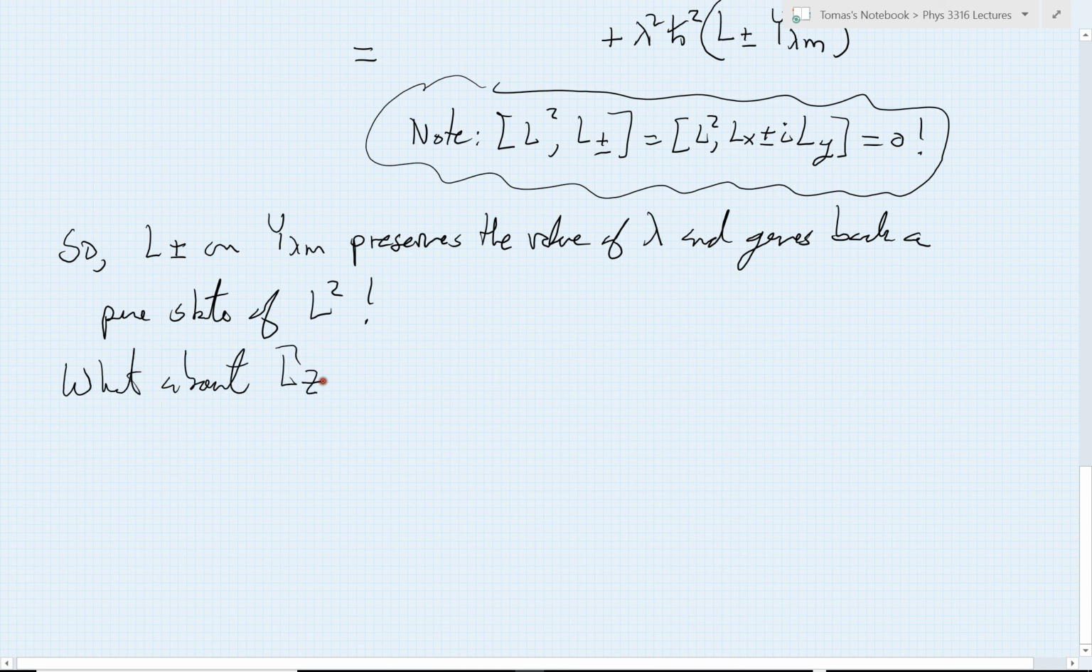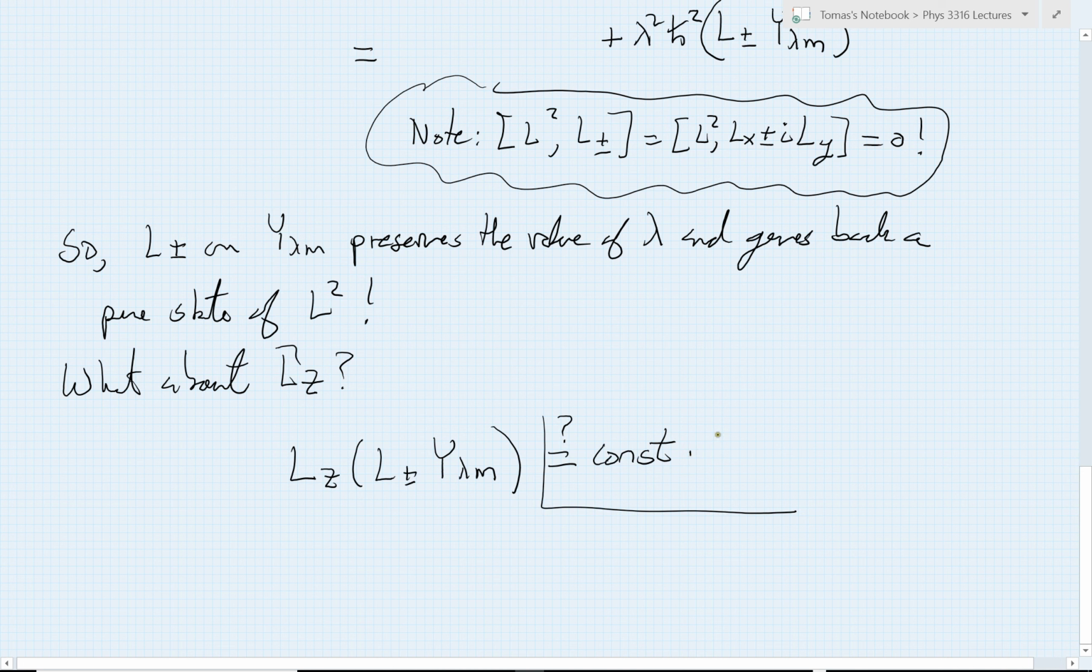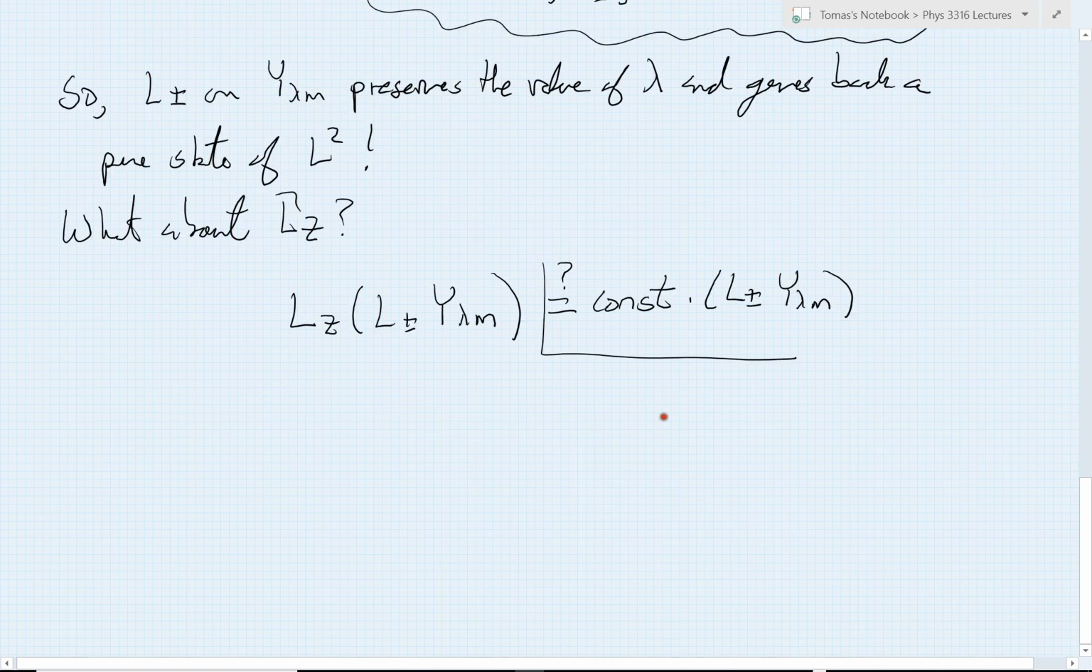If we apply the Lz operator then to our new state that we get from applying L plus or minus to our Y lambda m, what do we get now? Again, will we get a pure state back again? Will this give me back some constant times the original state I'm starting with, L plus or minus Y lambda m? Will I get a pure state of Lz? And if so, what value of the pure state will I get?